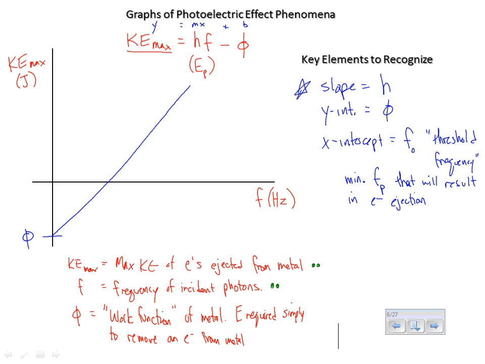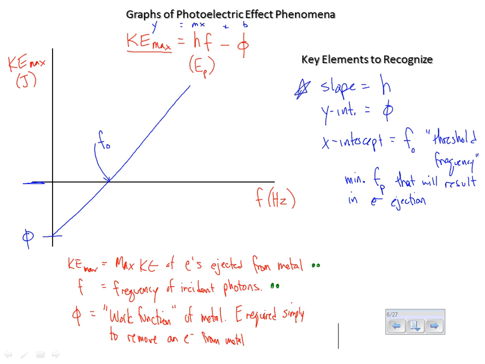Notice that at this threshold frequency, which we call f naught, the kinetic energy of the ejected electron is 0, of course. That's like saying we have a work function of 2 electron volts and a photon with 2 electron volts of energy. That's just enough to get an electron out of the metal, but not enough to give it any actual kinetic energy. So it just comes off the metal and sits there, as opposed to flying out with some big kinetic energy.